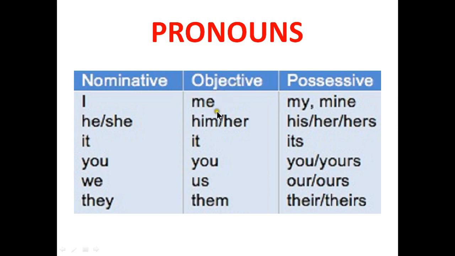objective case will be me, him, her, it, you, us, them, and possessive: my, mine, his, her, hers, its, your, yours, our, ours, their, theirs. So this is just a brief structure of nominative cases, objective cases, and possessive cases of pronouns.